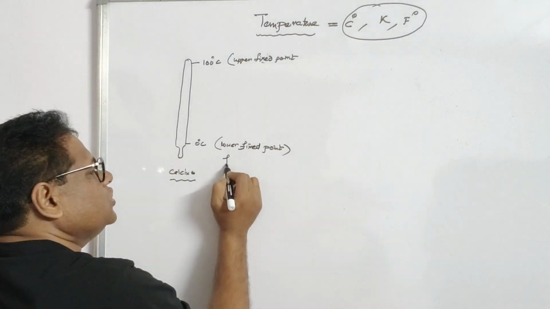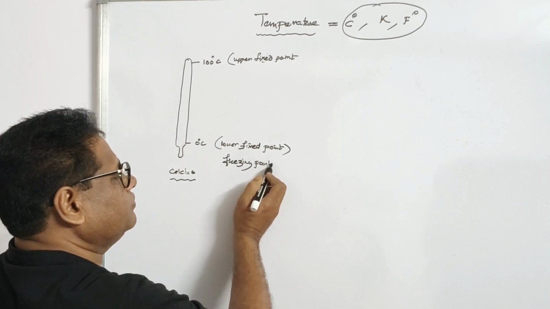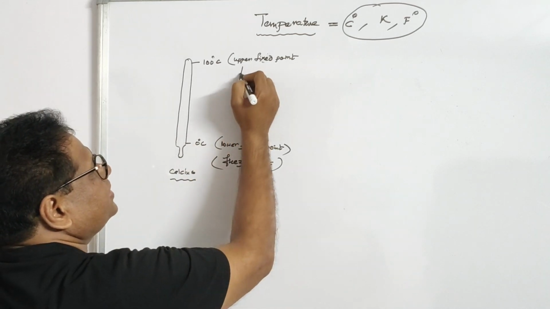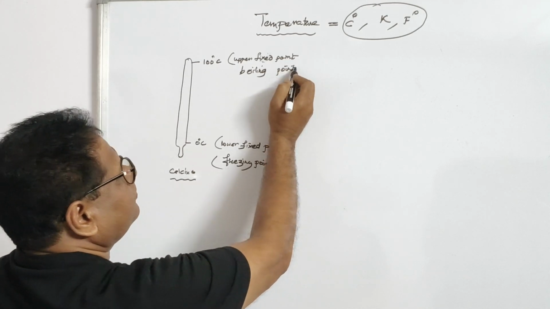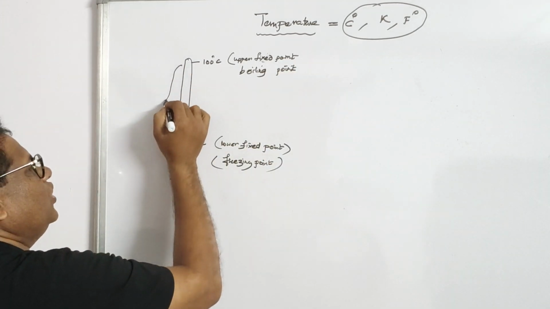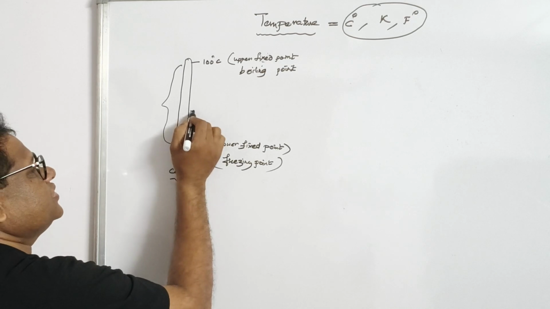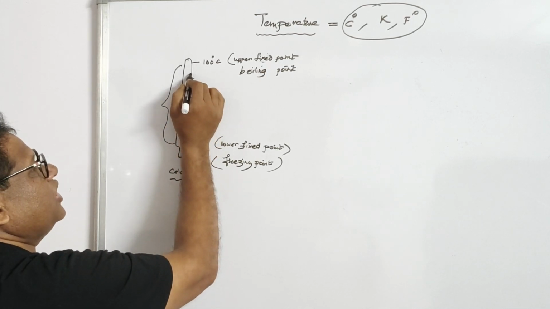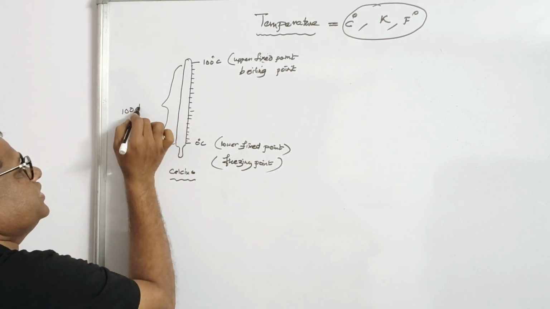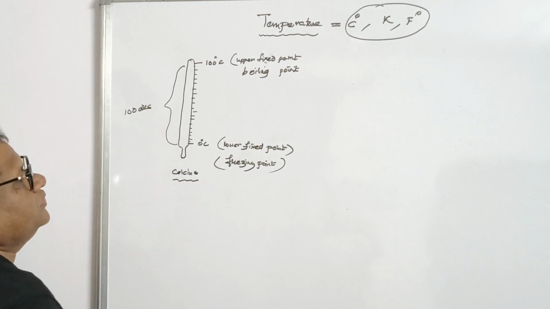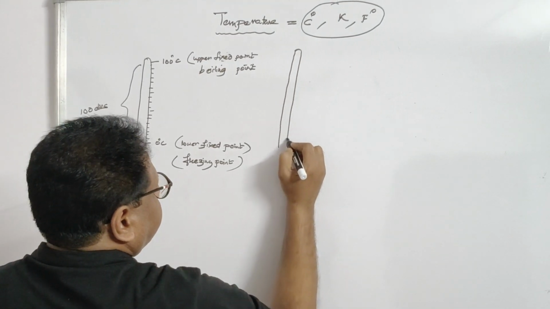So this is the freezing point of water, of course, and this is the boiling point. Here we have altogether 100 divisions. Each division corresponds to 1 degree Celsius. These are the divisions, or graduations, which are marked on the Celsius scale. So how many divisions are there? There are 100 divisions.